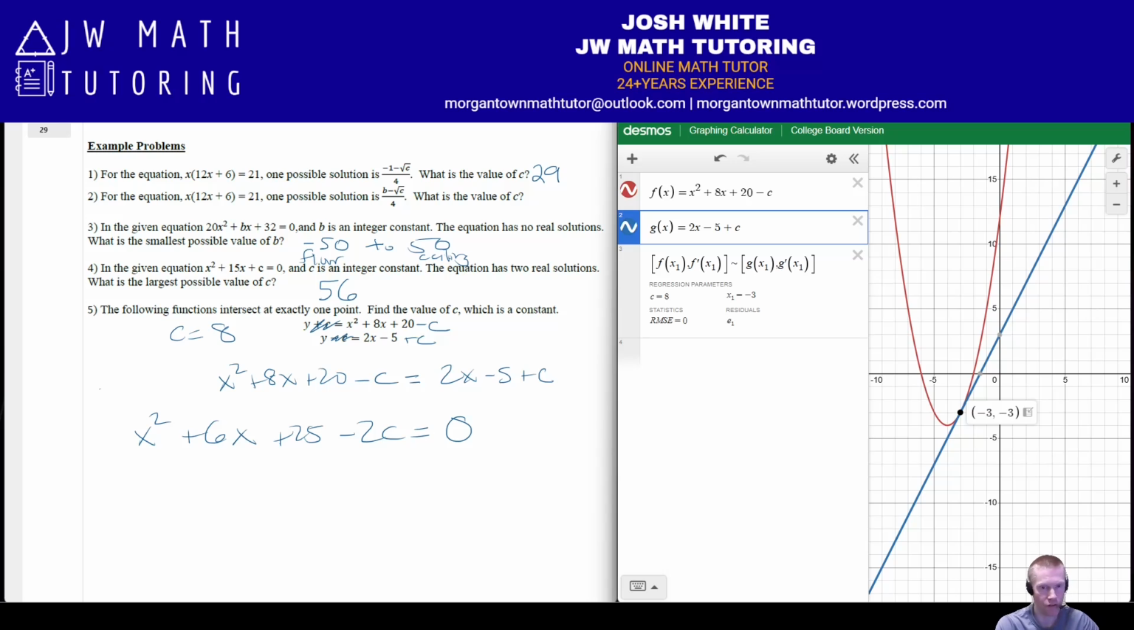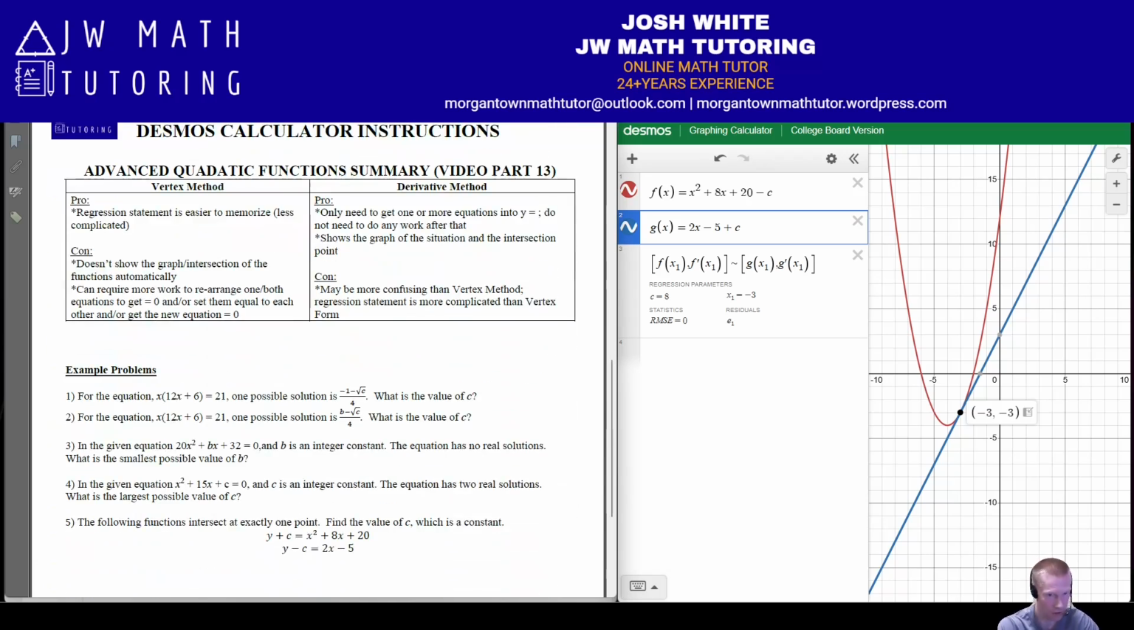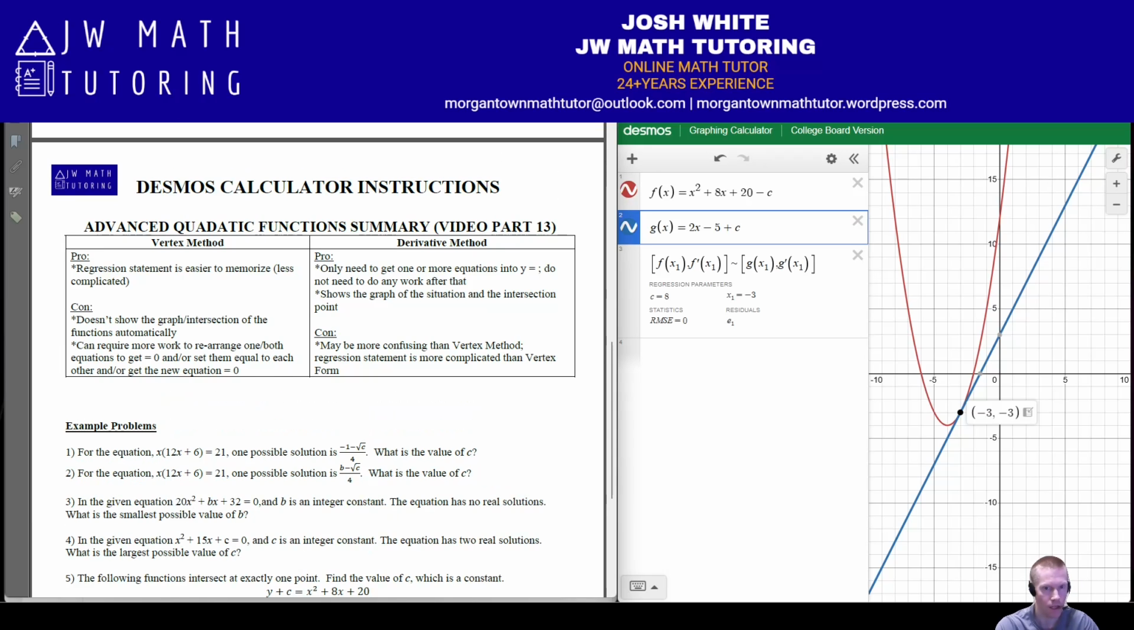All right, so those are some example problems for these advanced quadratics. Just want to mention, by the way, the example problems are on the second page of the sheet here. Just want to briefly summarize the pros and cons of the different methods. One advantage of the vertex method is that the regression statement might be easier to memorize or less complicated than the derivative method. All you're really memorizing is doing regression to a parentheses x minus h squared, and that's it. You don't have to memorize the f and the f prime and g prime and so on.